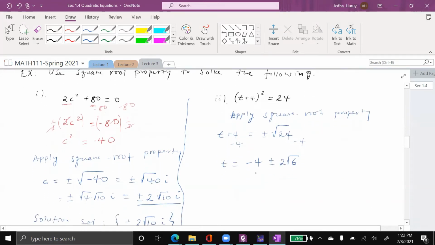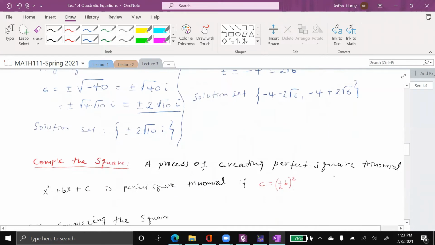Now, for this one, the two numbers are -4 plus 2 root 6, or -4 minus 2 root 6. I will write it separately now, just for you to see it. Instead of writing plus or minus, I will put it this way. But it's not wrong even if you write it plus or minus. This is one number, and the second number is, you just change this sign, and you have two numbers. So this is the solution set to this equation. This is how we apply the square root property.